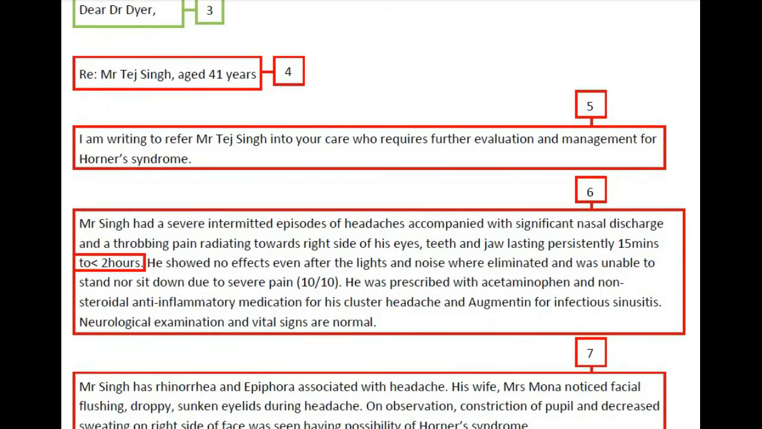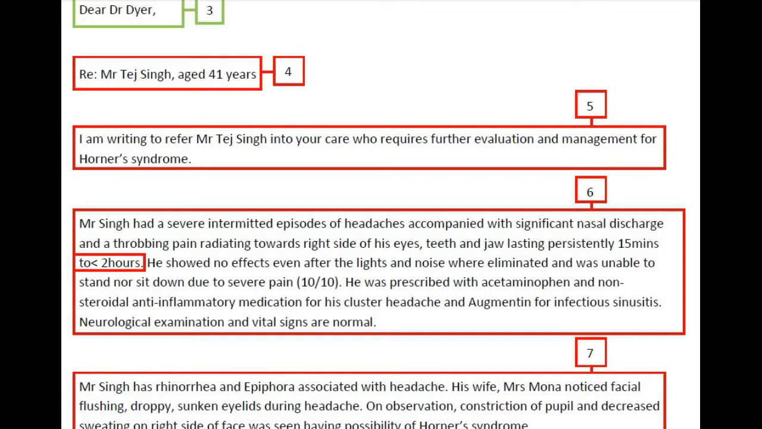Moving to the introduction paragraph, I am writing to refer Mr. Tej Singh into your care, who requires further evaluation and management for Horner syndrome. Here it said that the patient is suffering from Horner syndrome and requires further evaluation and management, which is not correct because according to the case note the patient is suspected of having Horner syndrome. Hence, the introduction paragraph can be framed as: I am writing to refer Mr. Tej Singh Randhawa, who requires a definitive diagnosis and management as he is suspected to have Horner syndrome.